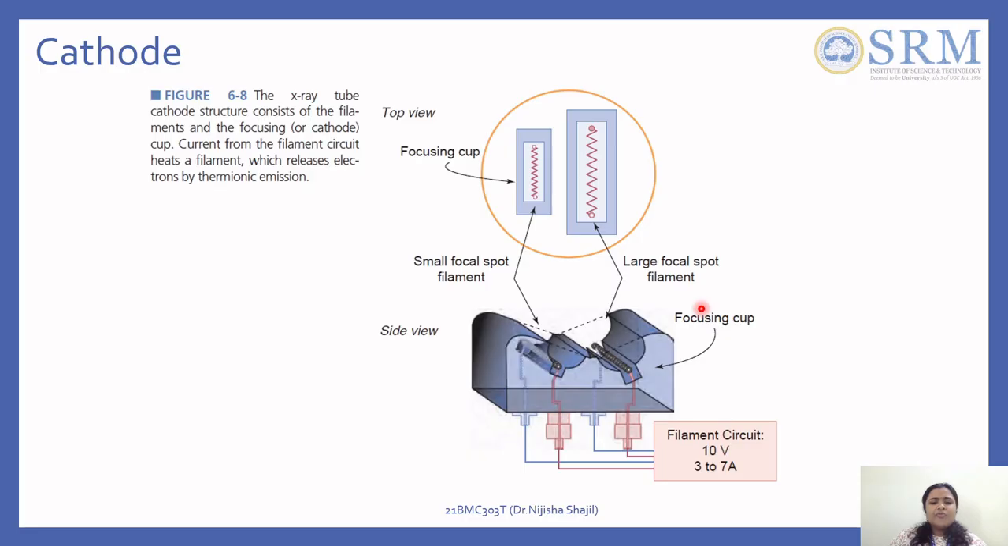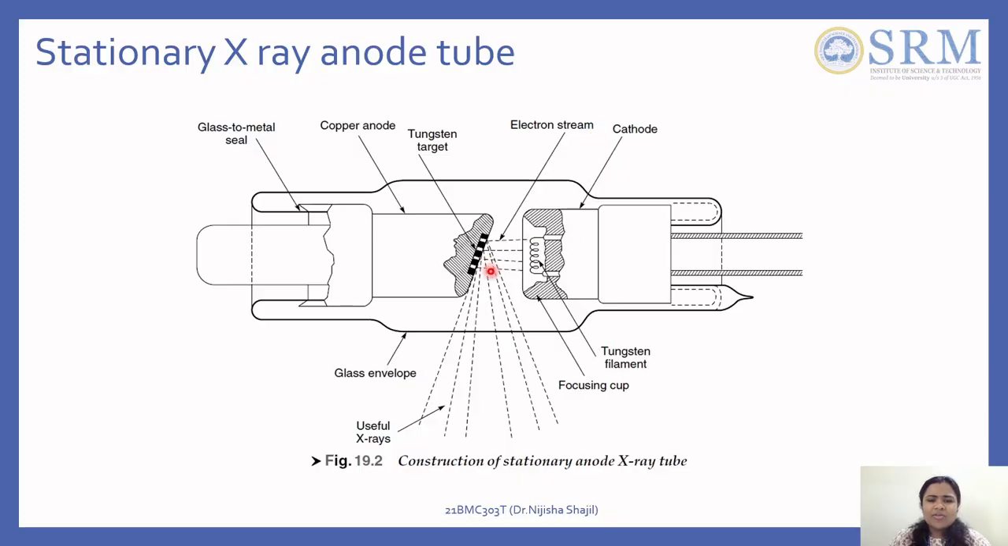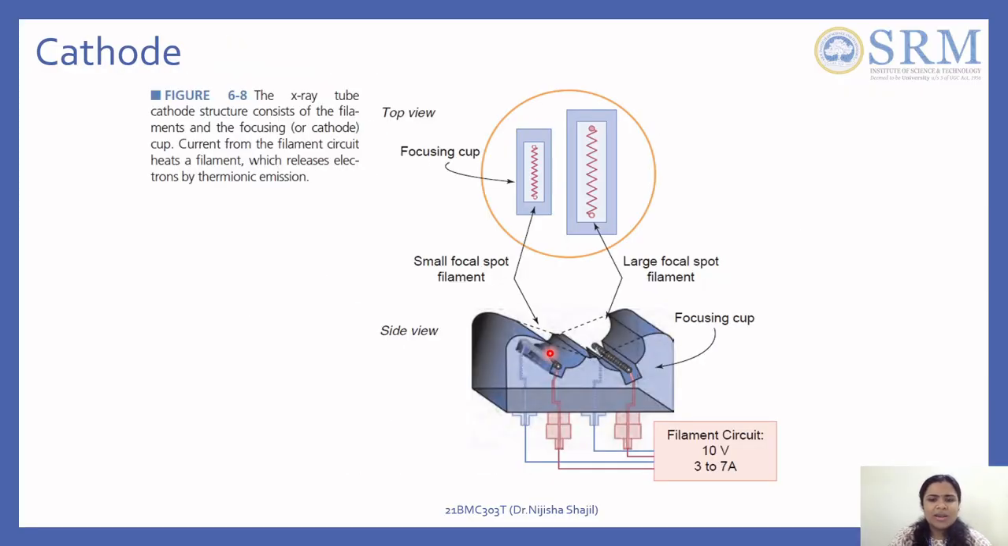So we saw that you have to focus it, which is nothing but the cathode, the filament tube. You can see here the filament circuit, which is about 10 volt, and 3 to 7 ampere. So it has to be a very high current circuit. Only then will your electrons pop out. This is how it is done, and it is in a groove type. Why is it groove type? So that the electrons are focused and thrown. The electrons must not go here and there; they have to be focused in one direction. So this is how the focusing cup surrounds the tungsten filament.